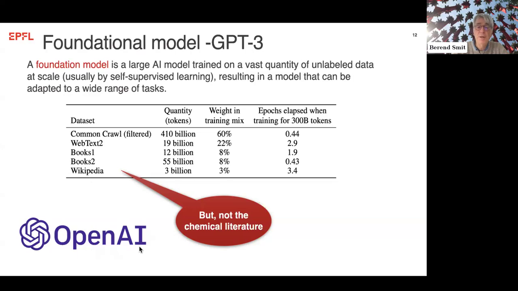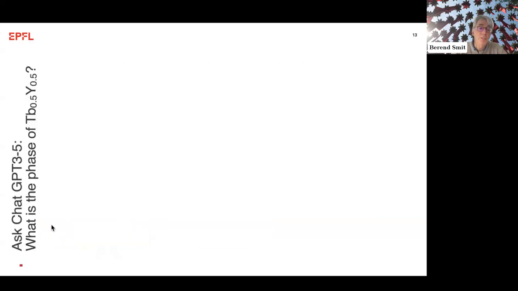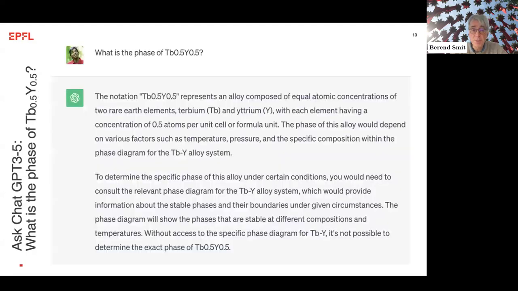Let me illustrate what I mean. Here, sorry, it's at an angle to make place for the rest of it. I asked ChatGPT 3.5, what is the phase of terbium half, yttrium half? Now, this is an alloy, a combination of two metals, and this is what they call a high entropy alloy. That's an interesting class of novel materials. You just want to know if it's single phase or multi-phase. It's a very simple chemical question. And this is the answer you get from GPT-3.